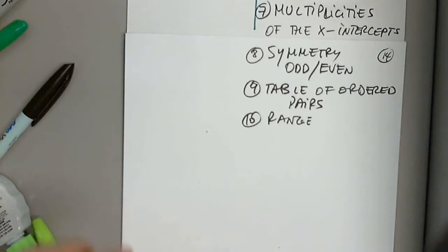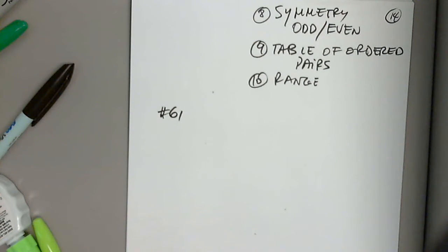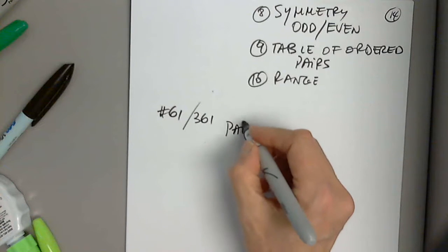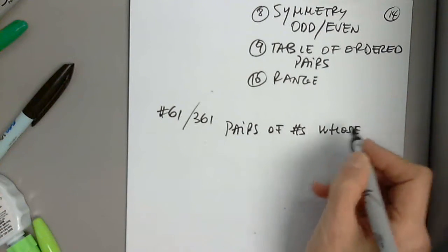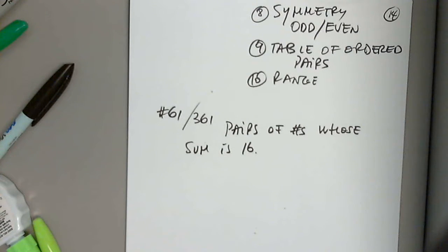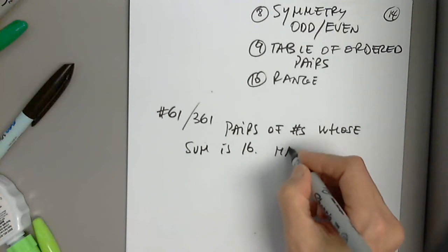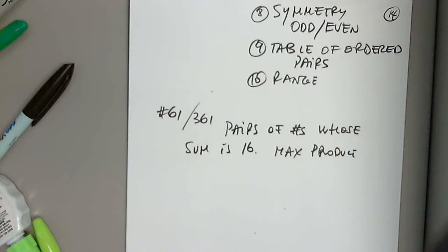Problem 61 on page 361. Among all pairs of numbers whose sum is 16, find a pair whose product is as large as possible. Maximum product. What is the maximum product?